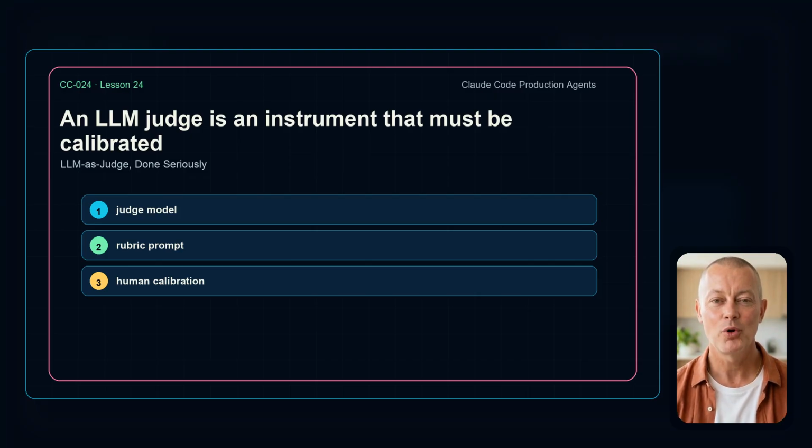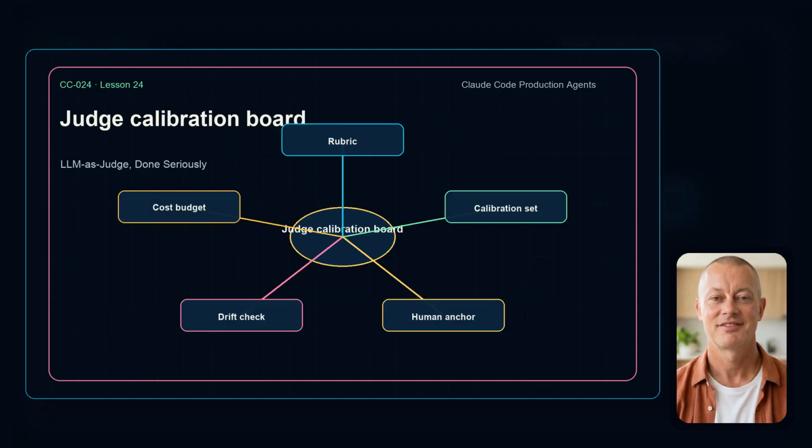That means you need more than final answers. You need artifacts, traces, checks, and operating rules that let a team compare yesterday, today, and the next release. The visible artifact is the judge calibration board. It has 5 parts: rubric, calibration set, human anchor, drift check, cost budget. Those parts turn a fuzzy discussion into a concrete review conversation.